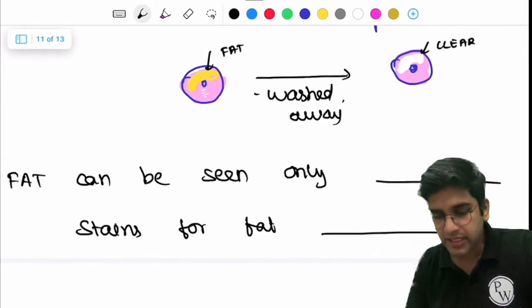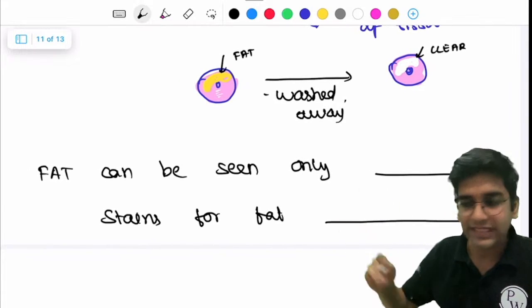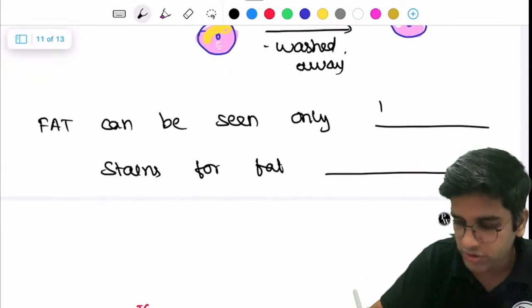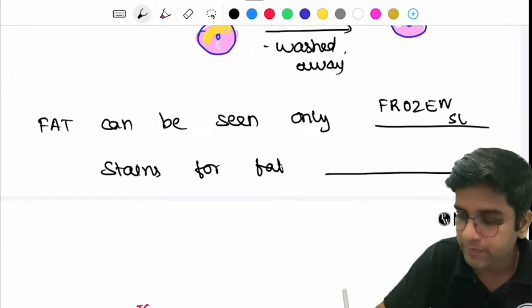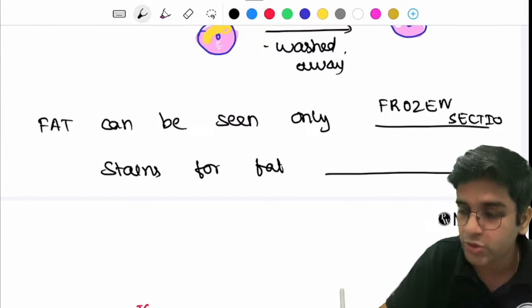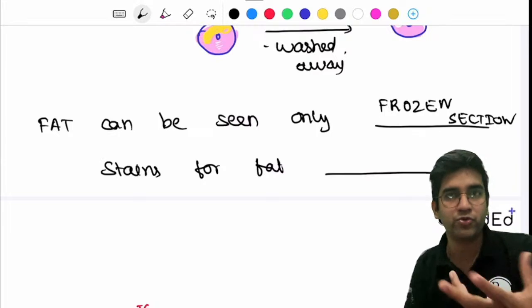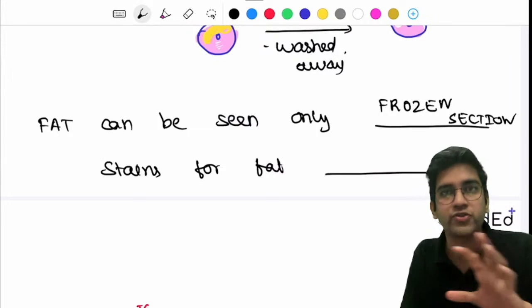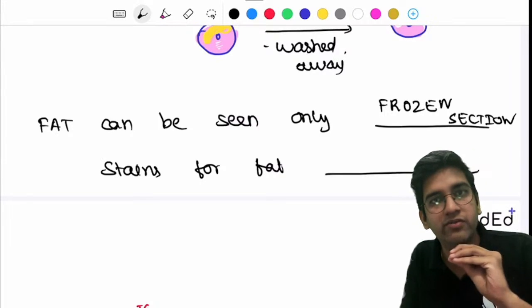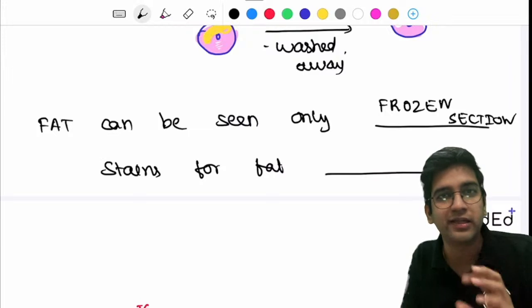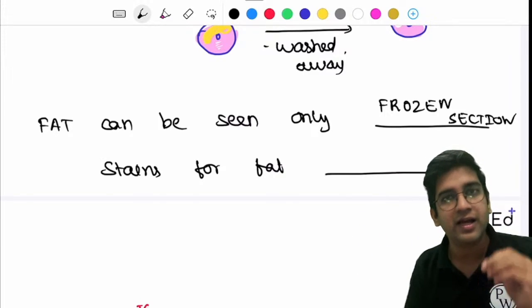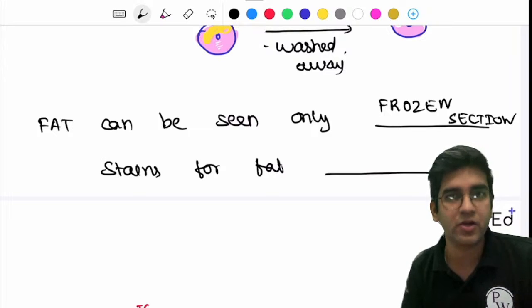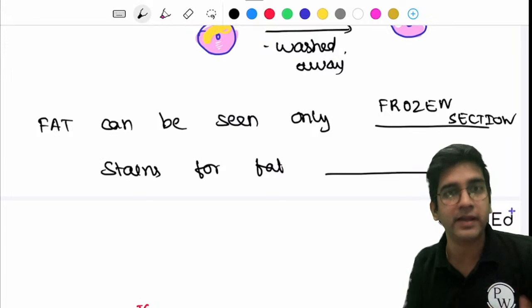The first thing is, fat can be seen in only one section, which is called a frozen section. Do remember it. Tomorrow when you go to college, please go to the pathology lab and ask them for the frozen section machine. Here I don't process. I put the tissue into a freezer, -20 or -30. It immediately becomes hard. I can easily cut. No processing. I can see fat as a yellow color, or I can see fat as fat. It will not be empty.